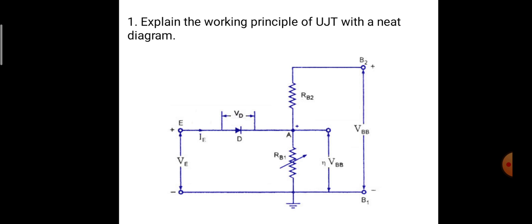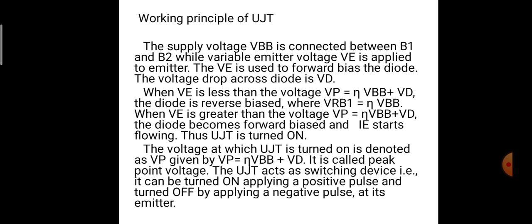Figure shows the equivalent circuit of UJT. Now we are discussing the working principle of UJT. The supply voltage VBB is connected between B1 and B2, while variable emitter voltage VE is applied to the emitter. The VE is used to forward bias the diode. The voltage drop across the diode is VD.